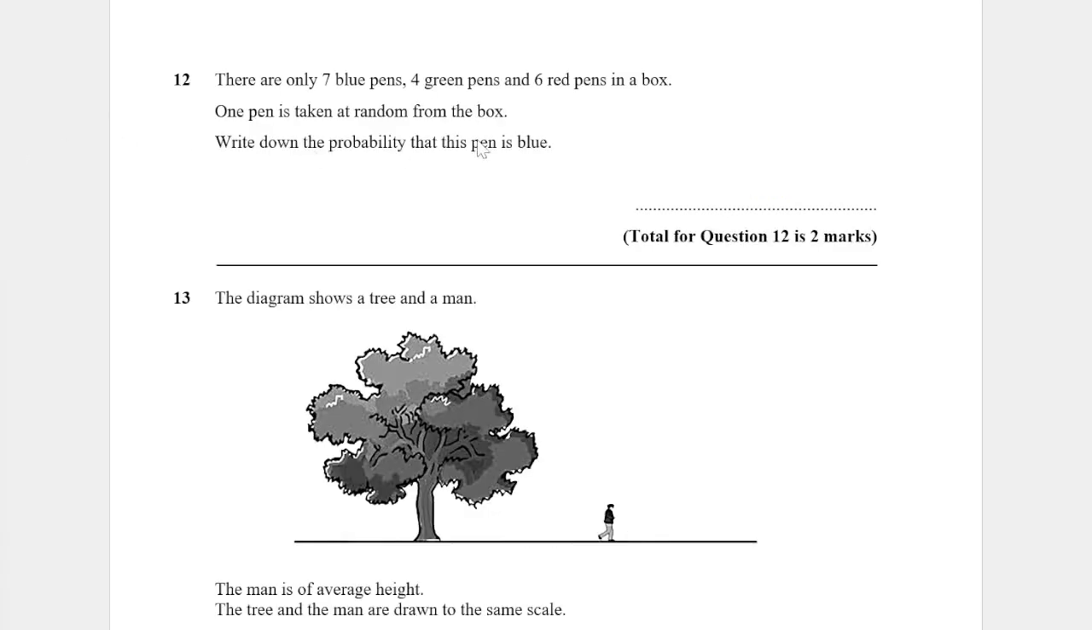Question 12. There are only 4 blue pens, 4 green pens and 6 red pens in a box. 1 pen is taken at random from the box. Work out the probability that the pen is blue. So we've got 7 blue pens out of a total of 17 pens. So I think we're looking at 7 out of 17, and that can't be simplified, so 7 out of 17.